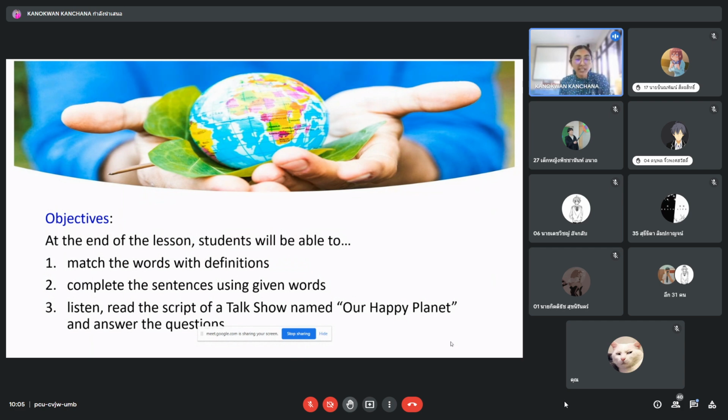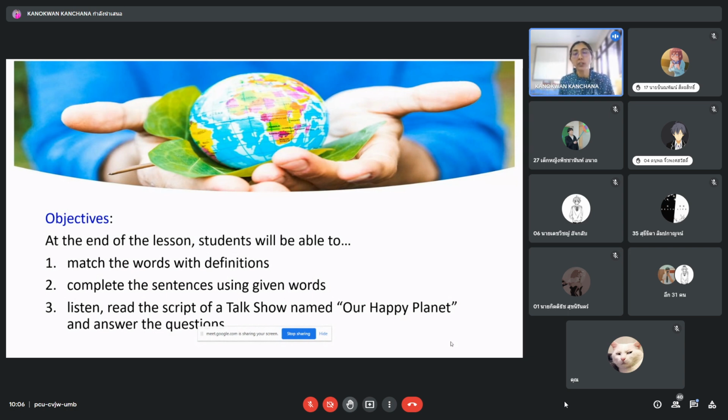So today, everyone, let's have a look at the objectives that we're going to work together to achieve and to complete together. So at the end of the lesson, everyone, I have only 3 objectives that we're going to work on together. And I hope that everyone is able to follow with me and be able to complete the things together today. Number 1, you are going to match the words with definitions.